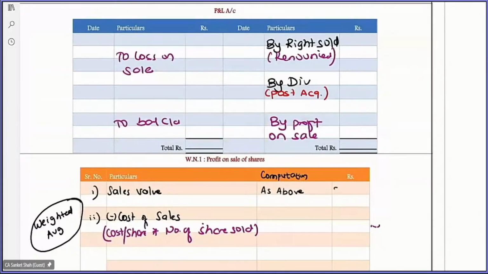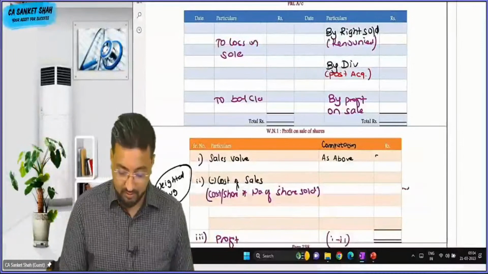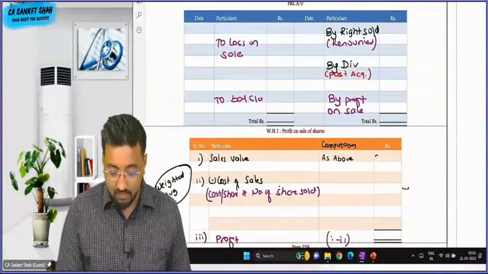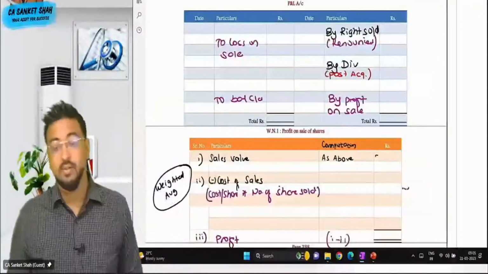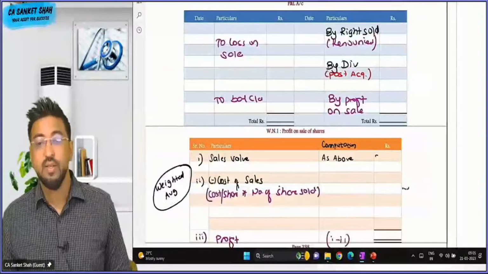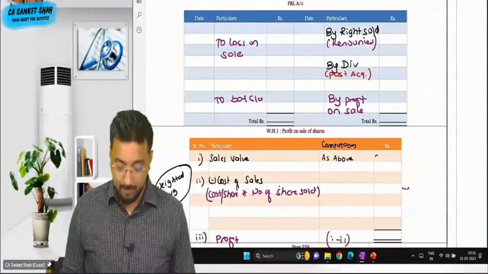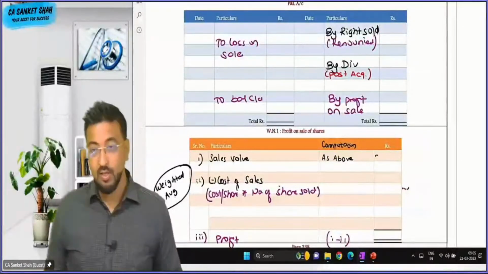Still I am not getting the answer. Why not weighted number of shares? Why not weighted average number of shares? I am still not getting the answer. Okay, so we have done with this. Easy, easy, easy crazy. Tell me quickly.